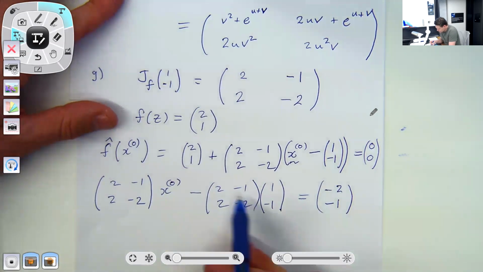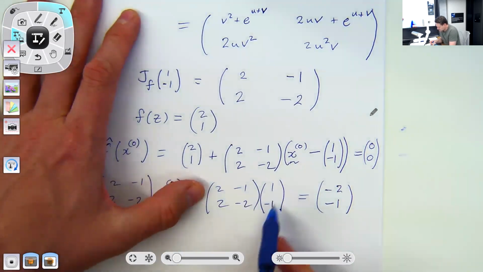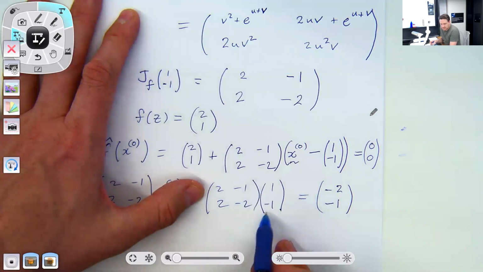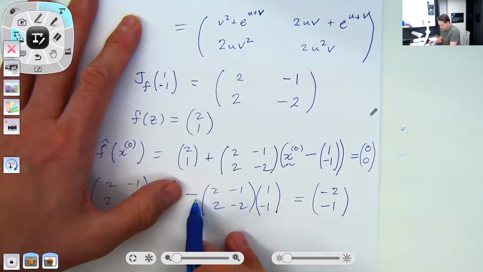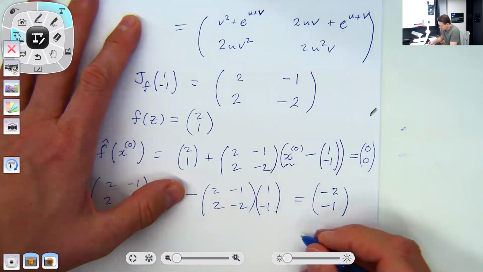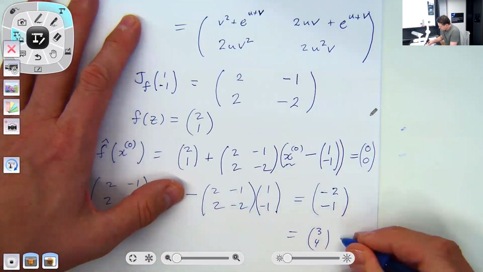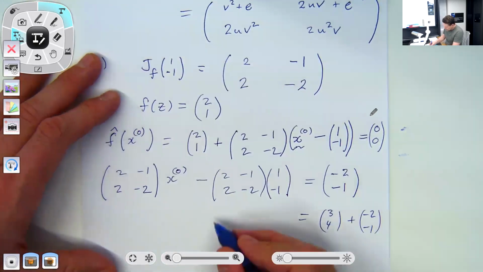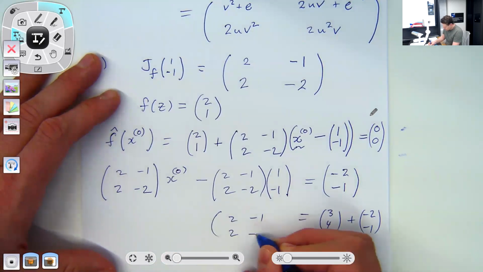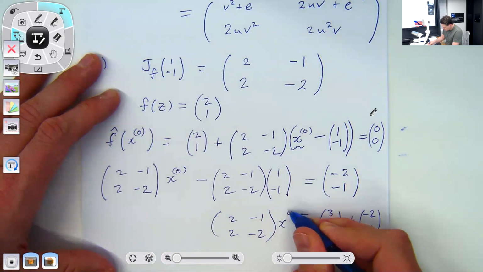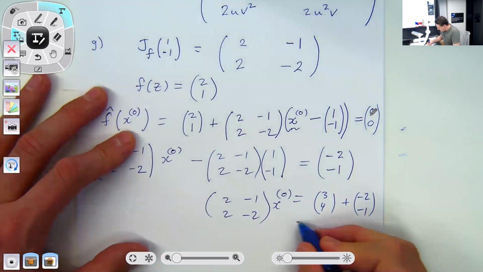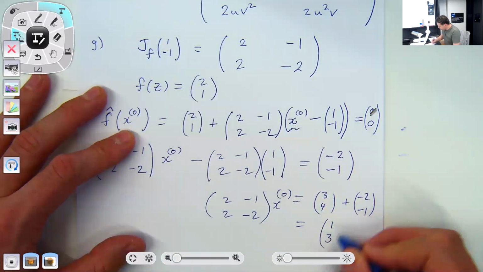Okay, but first we need to calculate that. So this is 2, so I'm just looking at this part. 2 plus 1 is 3. And then we have 2 plus 2 is 4. So 3, 4 this is, but there's a minus there, so minus 3, 4. And then we take that over to the right-hand side. We have plus 3, 4, and then plus minus 2, minus 1. And this is equal to 2 minus 1, 2 minus 2 times x superscript 0. Okay, so we'll just add this. So that's 1 and 3.